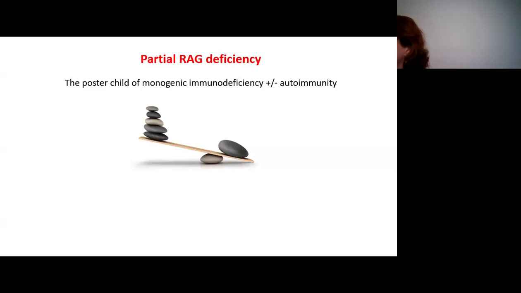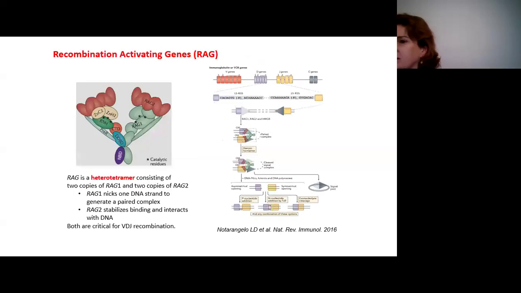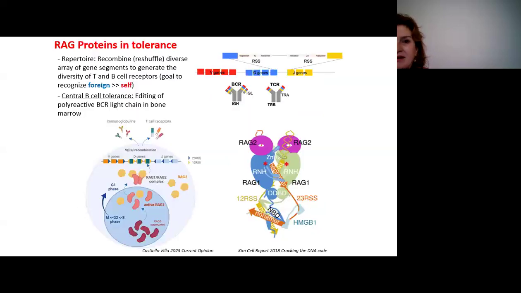So let me go to RAG deficiency as a poster child of these disorders. In RAG deficient patients, we see both immunodeficiency, infections, and autoimmunity. Just a reminder to the fellows in the room or online, recombination activating genes create a heterotetramer with RAG1 and RAG2, two copies of each. They bind to the DNA at certain sites and nick the DNA open. RAG2 stabilizes this whole process, which enables the DNA to recombine repeatedly. And that's how you actually create the repertoire.